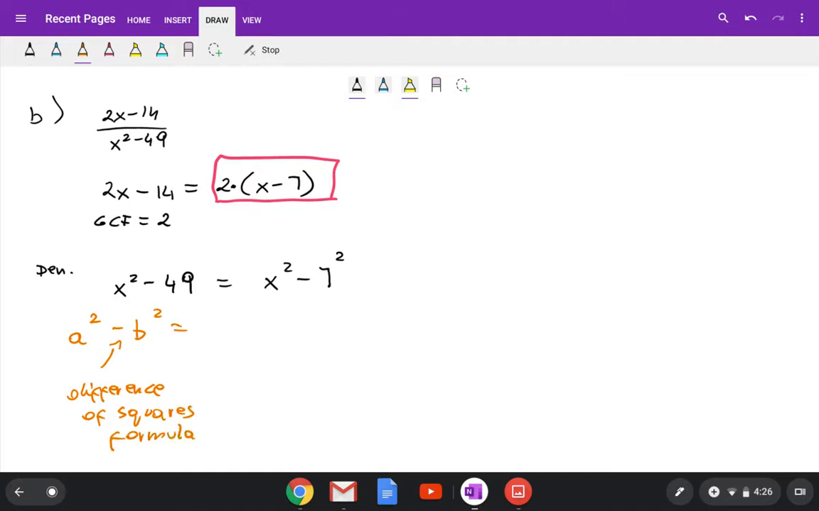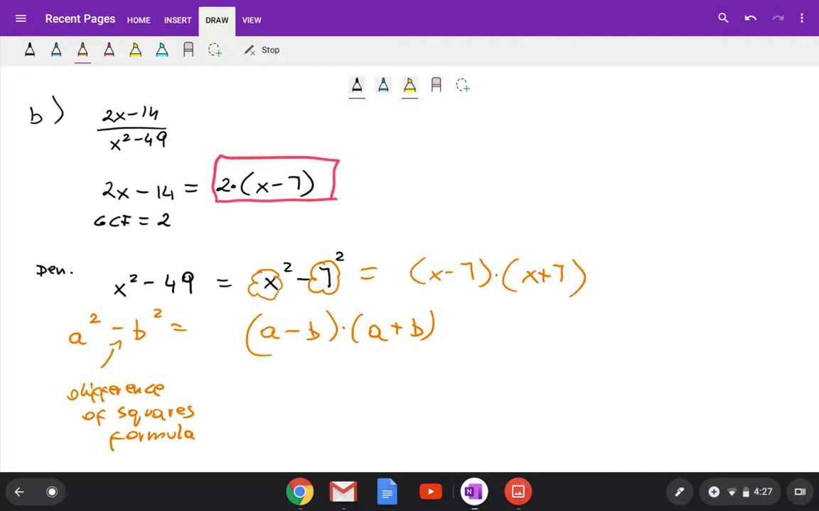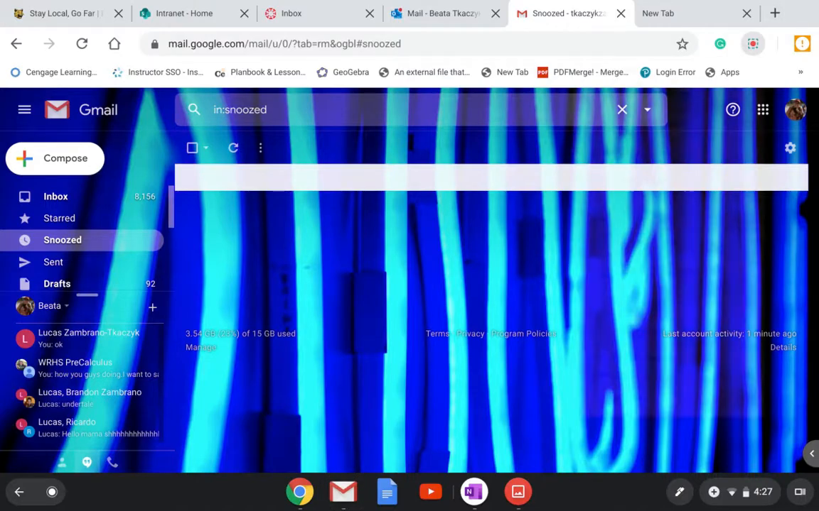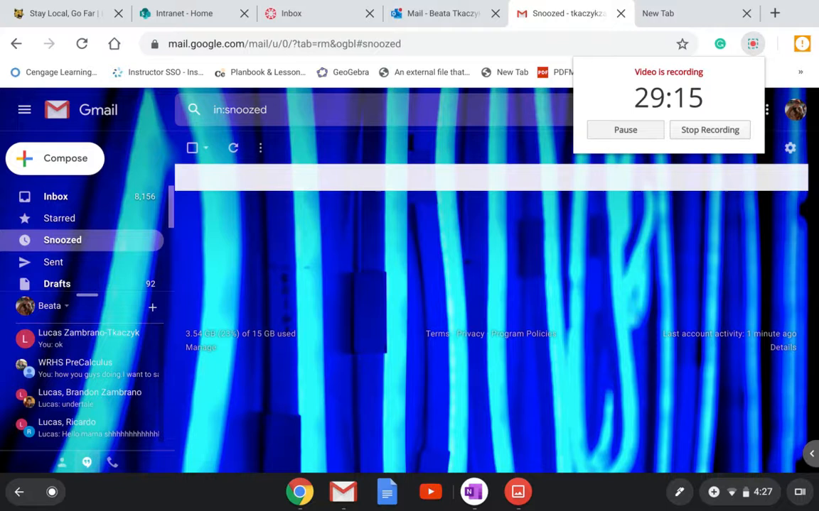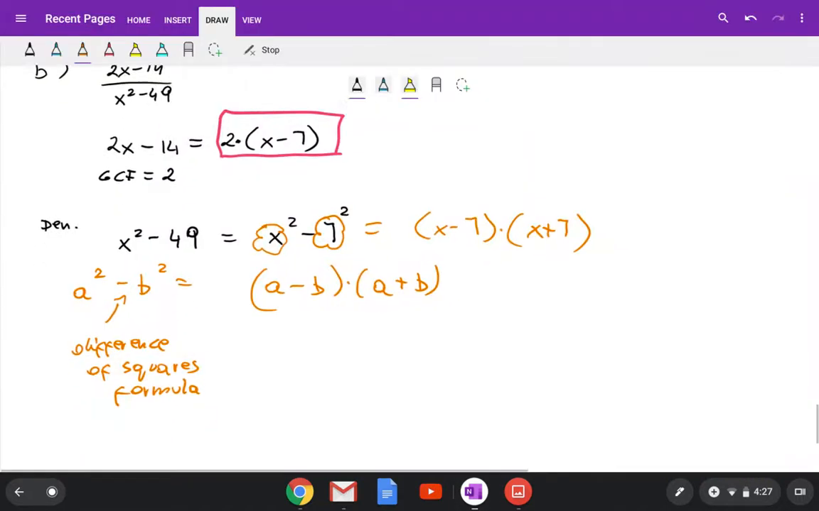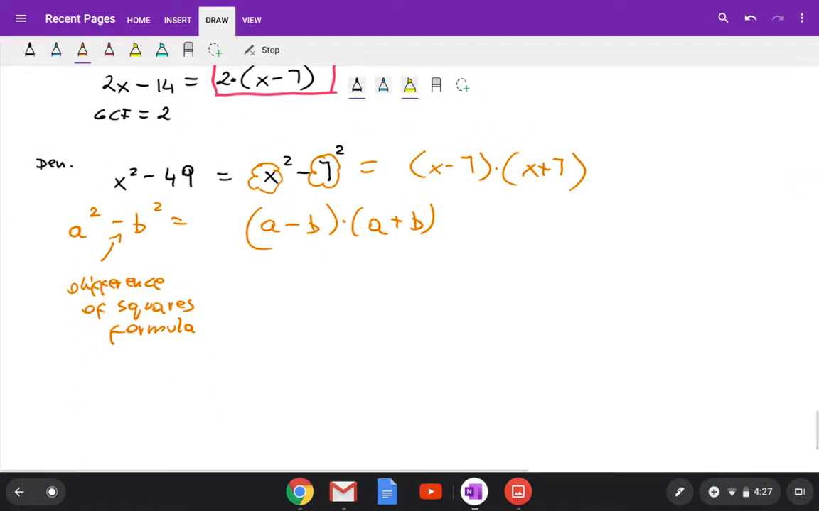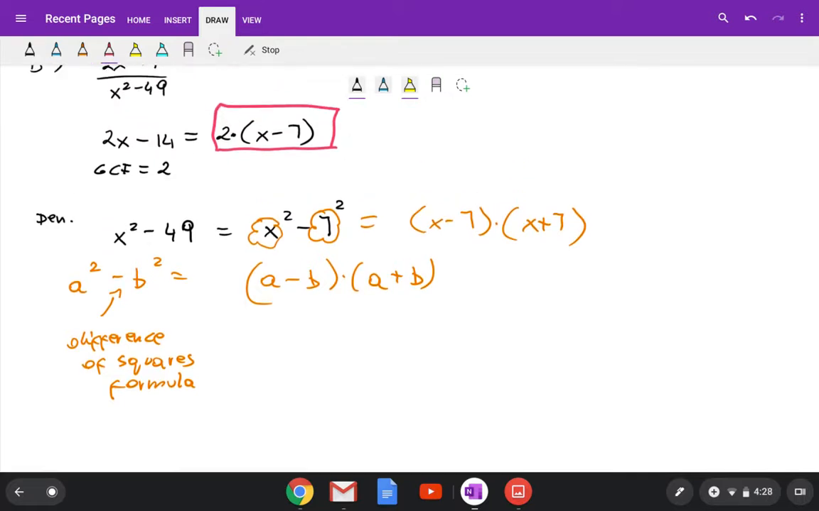When you have a difference of squares, it's super easy to factor this. This is the same as a minus b times a plus b. A and b are the bases of the exponents. So that will be x minus 7 times x plus 7. In our case, a was equal to x, b was equal to 7. So we have it. This is the factored form of the denominator.